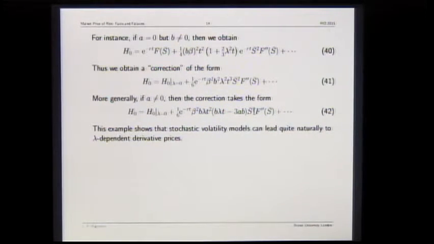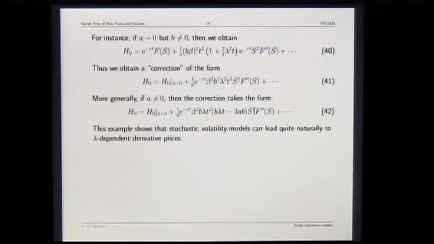So this is a simple example of a calculation that you can do to show that for stochastic volatility models, in general, the option price that you get depends on the market price of risk.